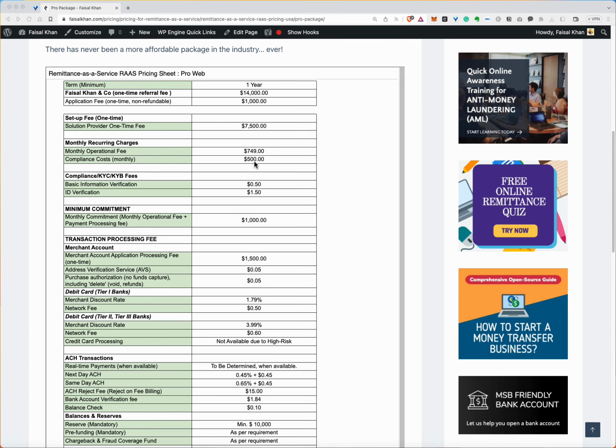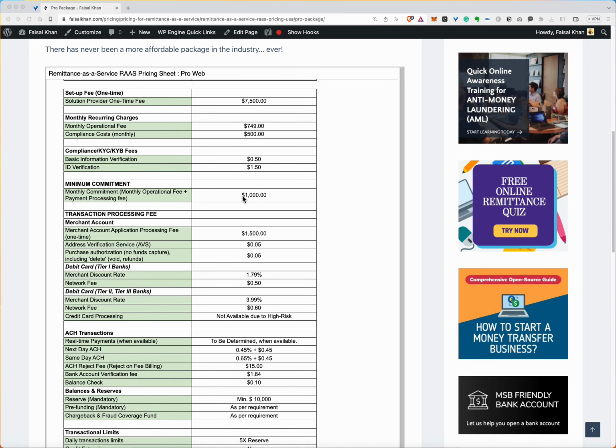It is $500 per month for compliance. So it's a total of what? $1,249. The basic ID verification is 50 cents. If you do enhanced ID verification, it's $1.50 per person. This is usually valid for 12 months. You want to amortize this cost over 24 months. So basically, if you want to find out what the cost of compliance is for a person for KYC or KYB, you would divide this cost by 24 and add it to your cost.